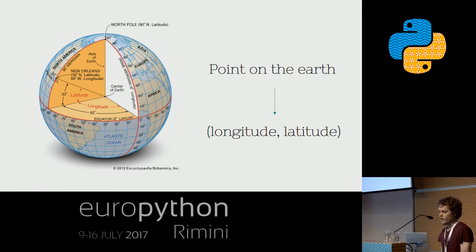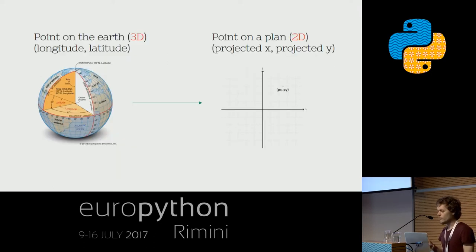As I've said, shapefiles contain coordinates defined as a longitude and a latitude. And if you look on this slide, you will see that these are angles. But when we draw polygons in a software, in a canvas, we cannot use angles. We need pixel coordinates. So we will have to make some kind of conversion from angles to pixel. This is actually a conversion from 3D to 2D because we have a point on the Earth and we need to have a point on a plan. And this is what we call a projection.